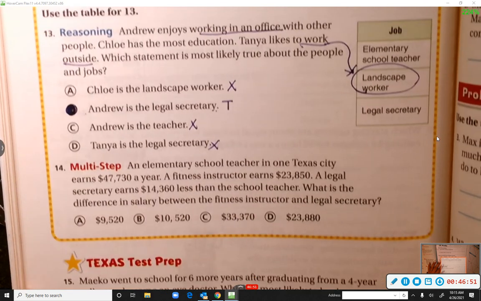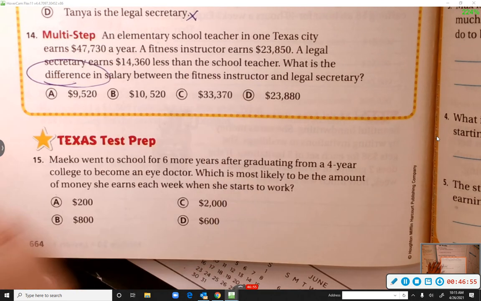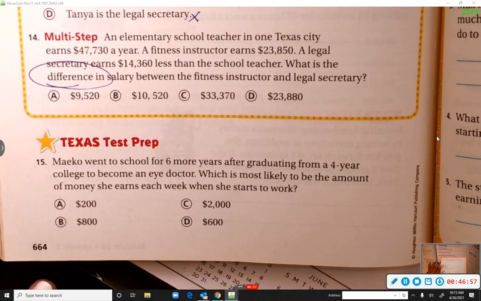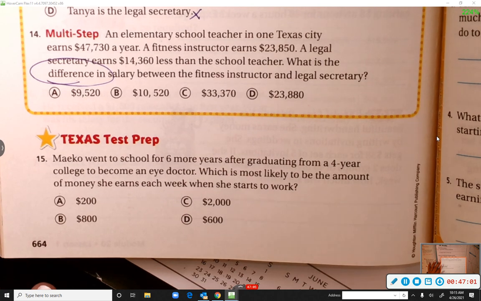Okay, let's skip 14. That has to do with finding the difference. All I want to know is if you know what difference means. Difference means, what is the difference in salary? What does that mean you would do? Subtract. What does difference mean? No, that's reading. In math, difference always means one thing. It means subtract.